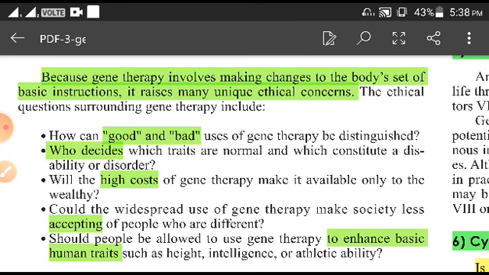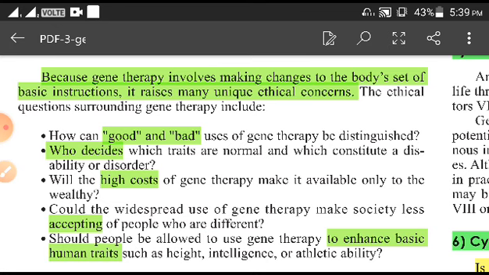The body has been made by its own set of instructional communication methods. So by changing a gene, you are changing the entire set of instructions. So here, if anything is good or bad, nobody can decide. Who decides which traits are normal and which constitute a disability or disorder? Will the high cost of gene therapy make it available only to the wealthy? Then also a social divide will be created.